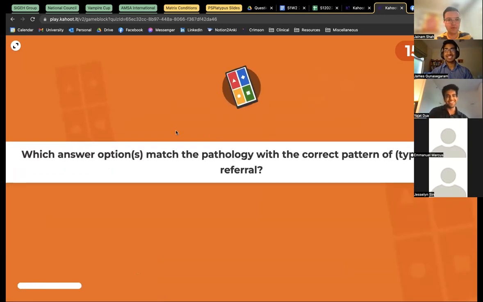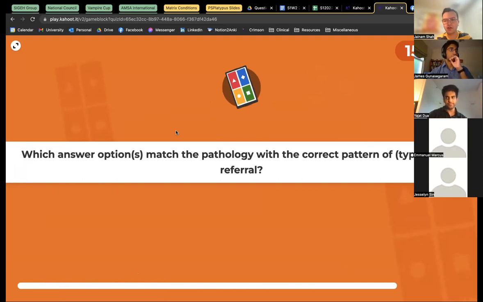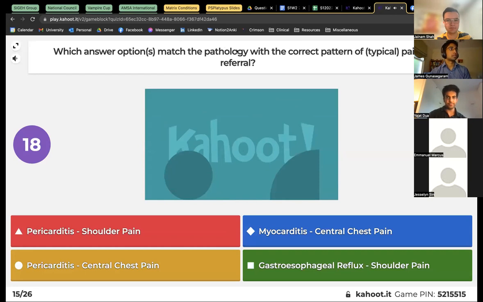Which answer option matches the pathology with the correct pattern of typical pain referral? So back to anatomy, we kind of covered this last time as well.